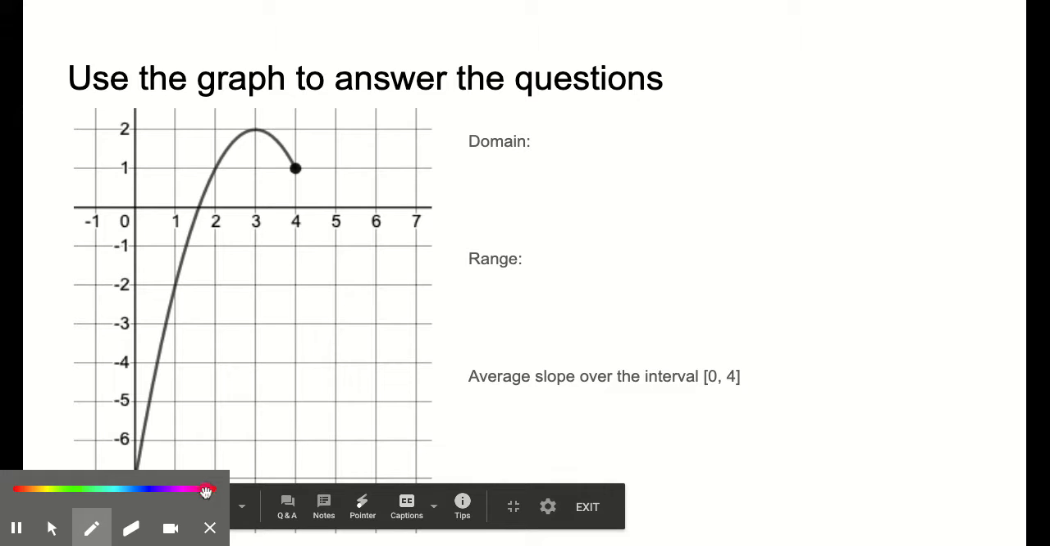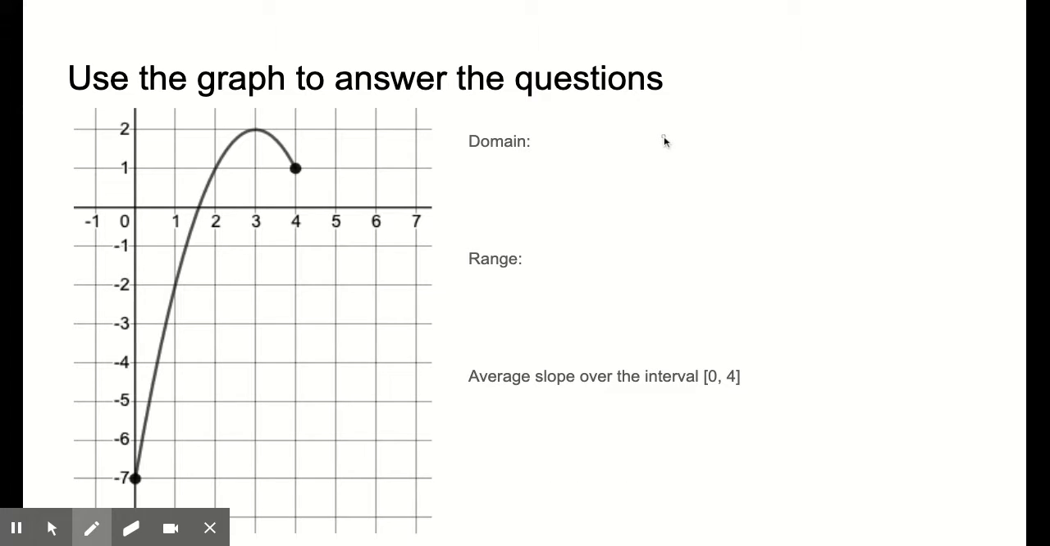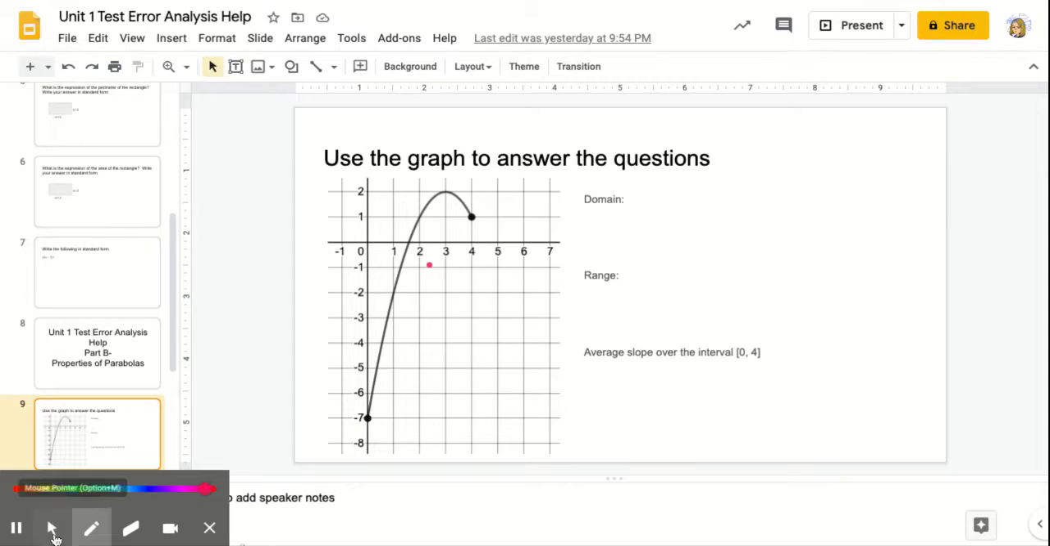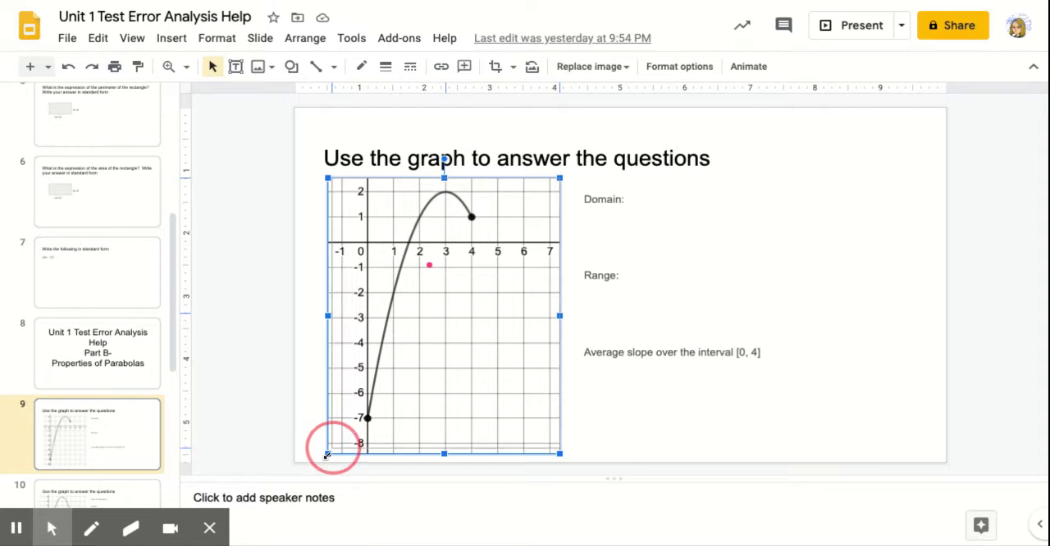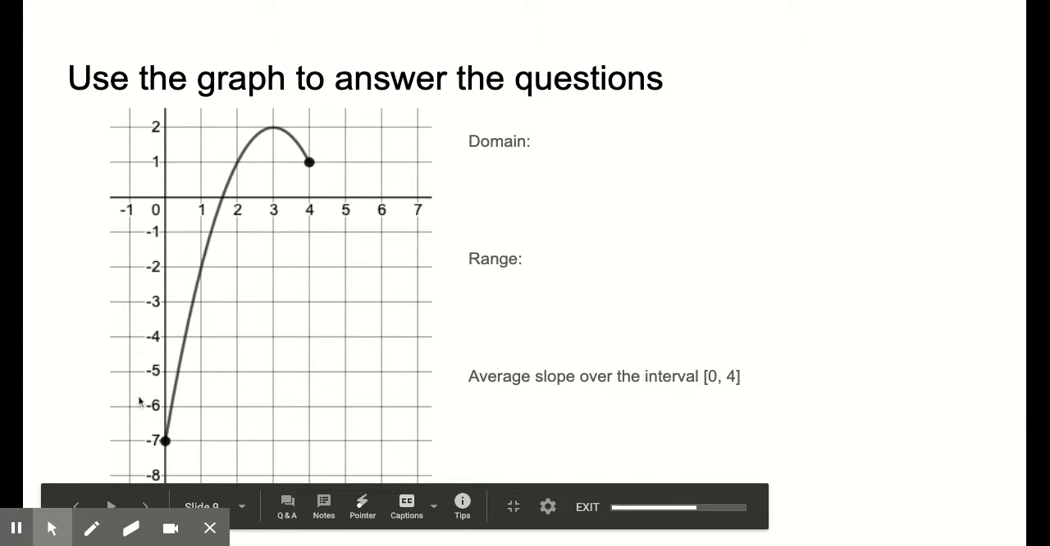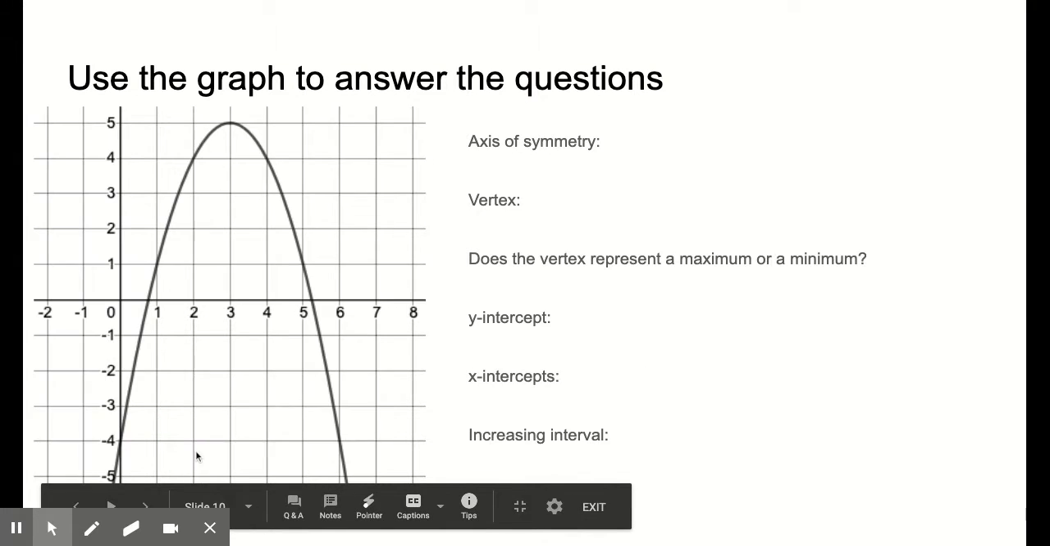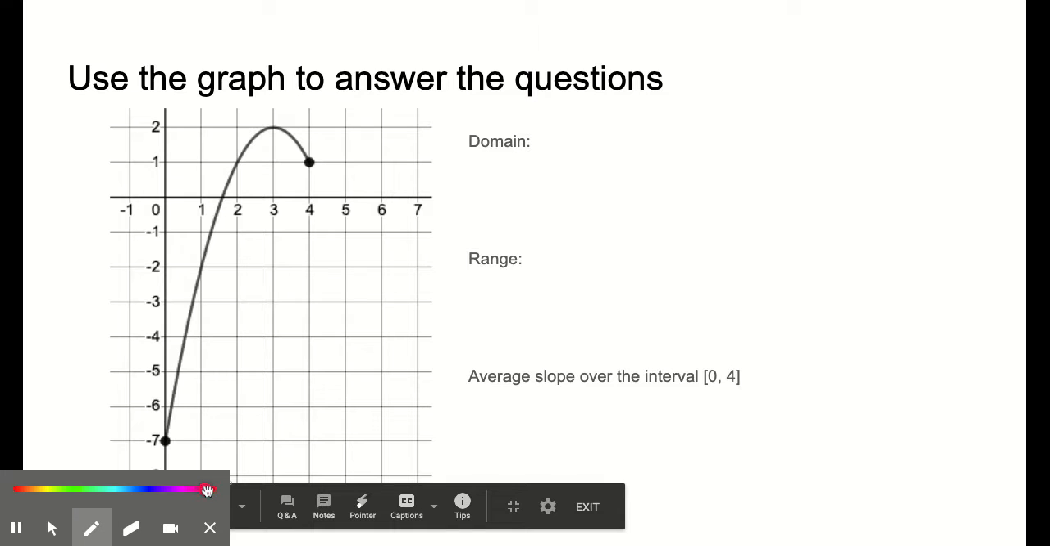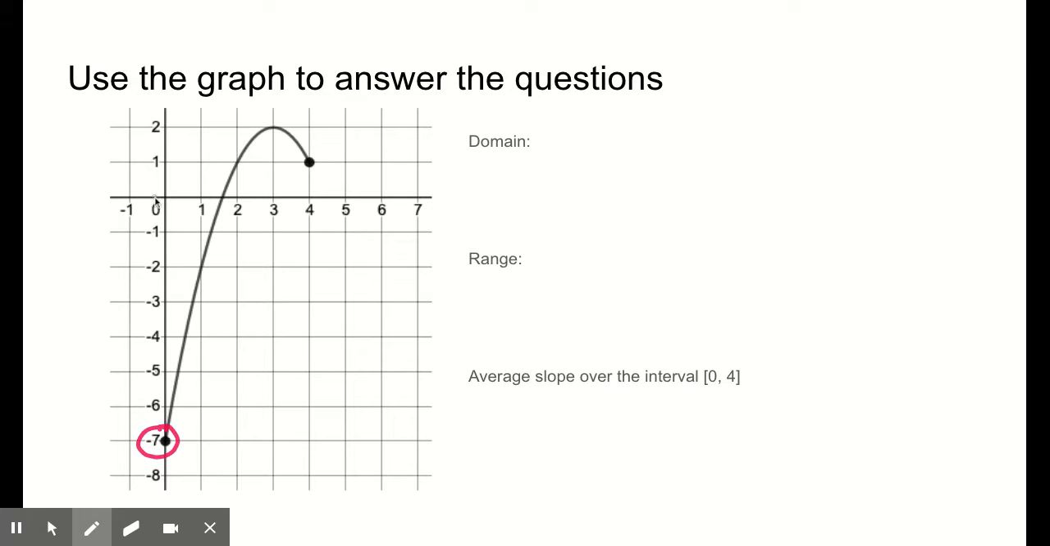So remember that domain is read from the left side of the graph to the right side of the graph. Let me make this graph a little bit smaller. My menu bar is covering that up at the bottom. So the left side of our graph is here. Now, remember that when you are reading the domain, we're specifically looking at the x values of the graph. So if our graph on the left side is here, the x value at that point is 0. To the right side of the graph, which is here, and the right side of our graph is at 4. So the domain is from 0 to 4.